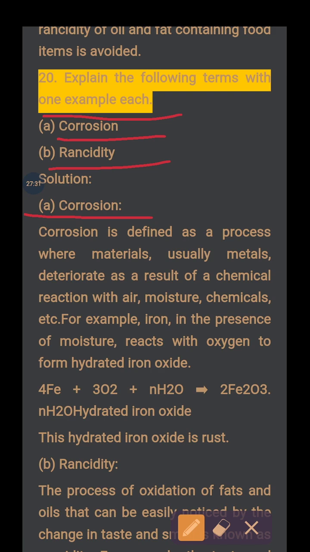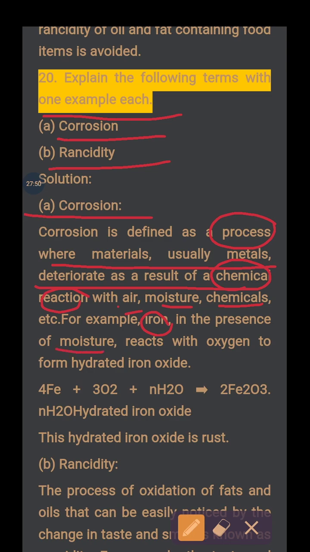Corrosion is defined as a process where materials, usually metals, deteriorate as a result of chemical reaction. A chemical reaction with which? Air, moisture, chemicals, etc. For example, iron.